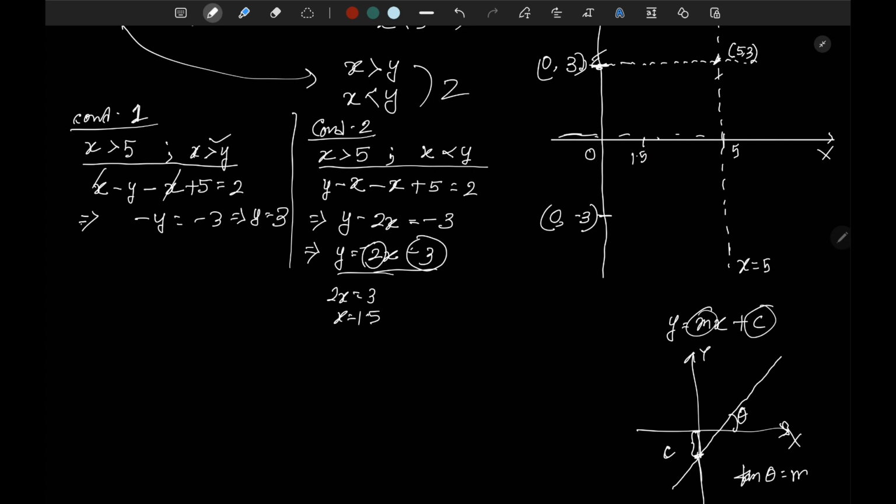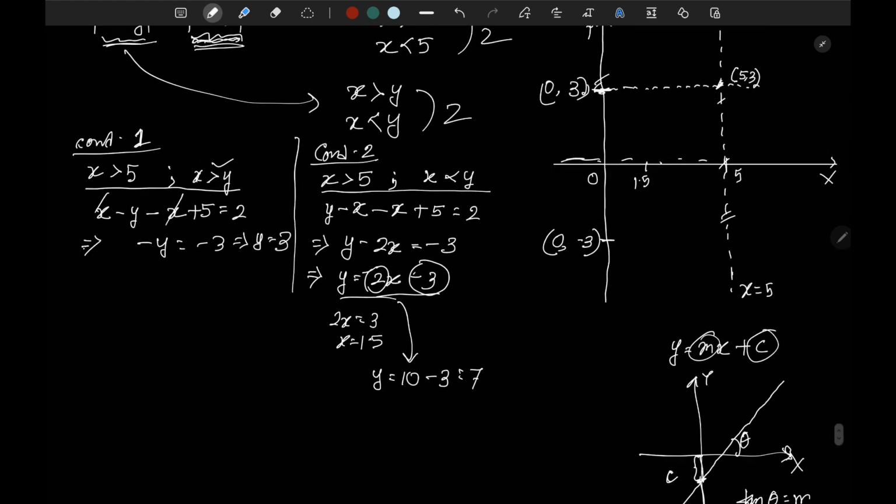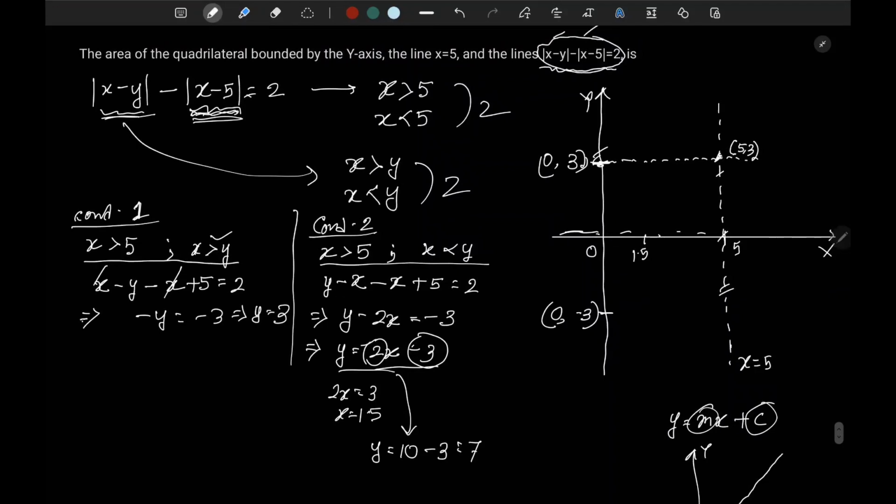And if your x is equal to 5, this line, then your y becomes what? Put x equal to 5 here, your y becomes 10 minus 3 equal to 7. So your 7 will be, if this is your 3, your 7 will be somewhere here, let's say. So essentially this is your straight line from condition 2. Fine. Then let's move on to condition 3.